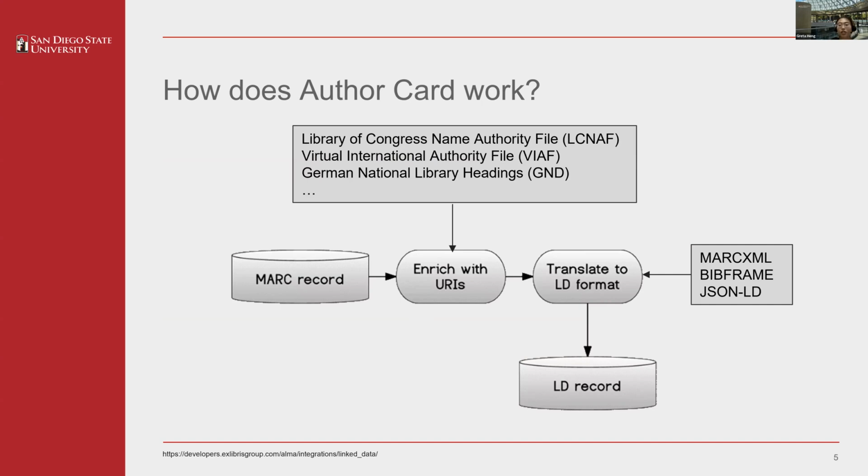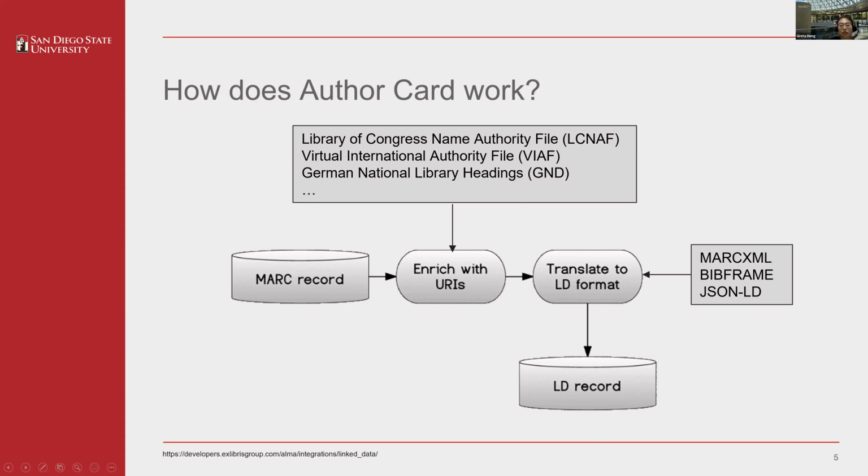Libris has a linked data service. As the picture shows, once the user configures a linked data integration profile, they can enrich the name authorities and subject headings in the MARC records with URIs from Library of Congress name authority files, LCNAF, Virtual International Authority File, VIAF, German National Library headings, GND, and several other sources. The linked data service can translate MARC to 3 linked data formats: MARC XML, BIBFRAME, and JSON-LD.